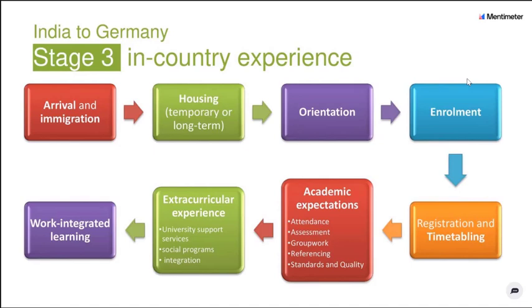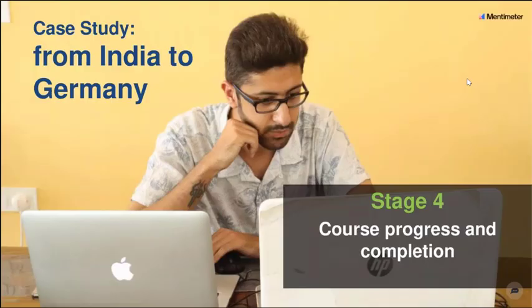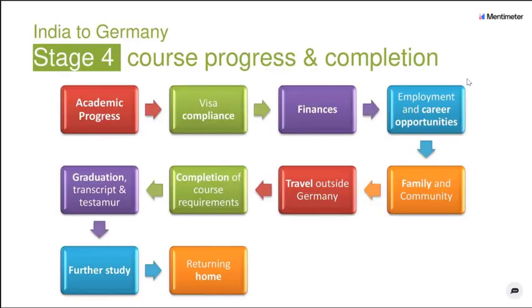That might be an internship or a professional placement to satisfy his course requirements. And that's the end of stage 3. Stage 4 is where Suraj progresses through his course towards the eventual completion. And we'll go through those steps now. Academic progress is the all-important part. He needs to achieve passes in all of his required units, courses, or subjects.